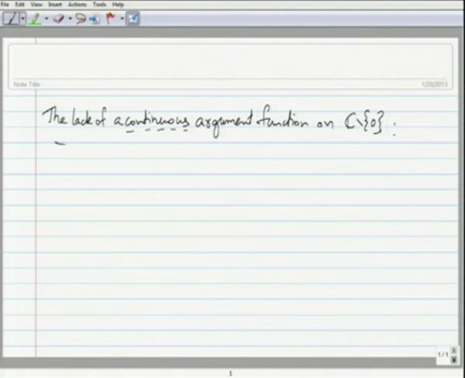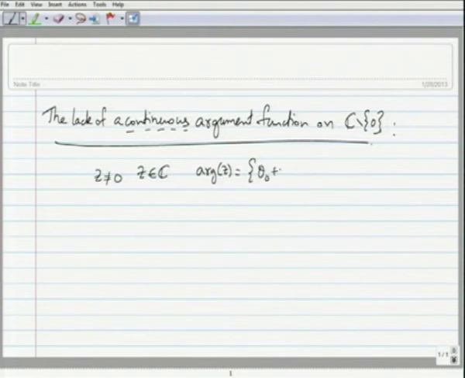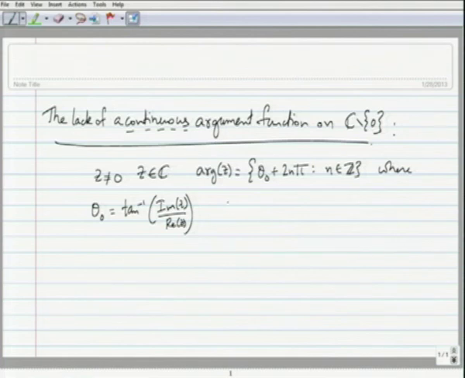What I mean by this is, given a complex number z non-zero, we define the argument of z to be the set of all theta naught plus 2 n pi such that n belongs to the integers, where theta naught is, recall, the tan inverse of the imaginary part of z divided by the real part of z, with the obvious interpretation that if the real part of z is 0 and the imaginary part of z is strictly positive, we say theta naught is pi by 2.